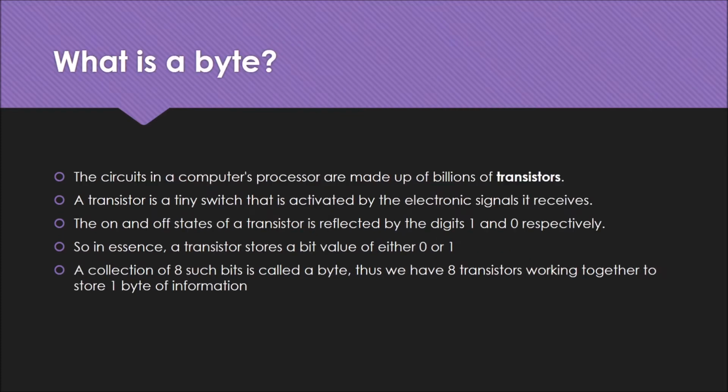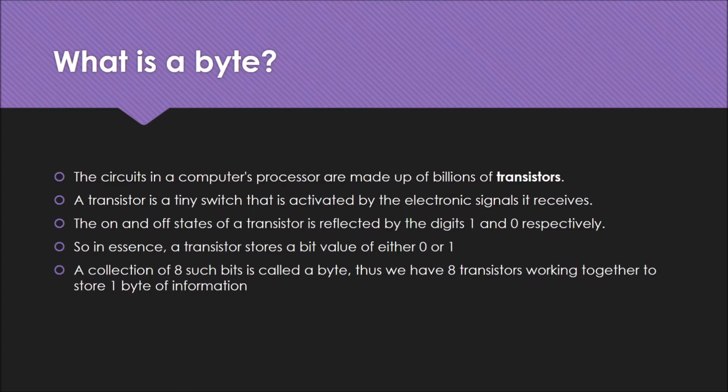So whenever you are talking about computers and data, you have to understand how the computer stores data. You might have heard about the terms byte, megabyte, gigabyte, terabyte. So we need to understand what a byte actually is. In a computer there are a lot of circuits, and the processor of a computer is made up of billions of circuits, and these are called transistors. A transistor is a tiny switch that is activated by the electronic signals it receives.